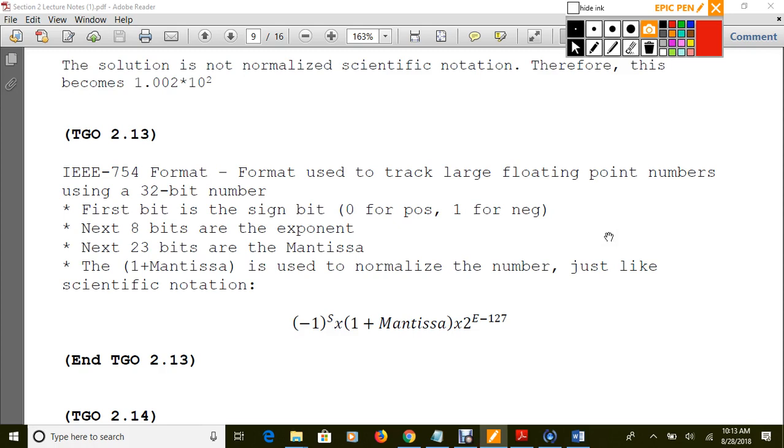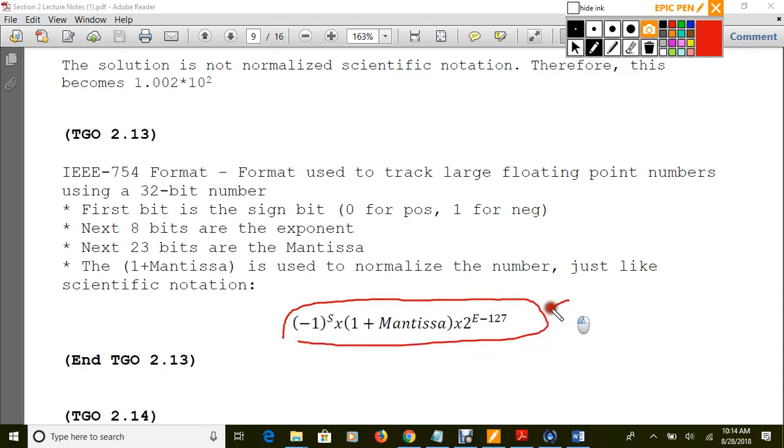The next 8 bits are the exponent. So we can have positive exponents and negative exponents. And so what we're going to do is when we get down here, this equation, this e minus 127 becomes really important. So whatever that value is, the architecture intuitively knows we subtract 127 to get the actual exponent.